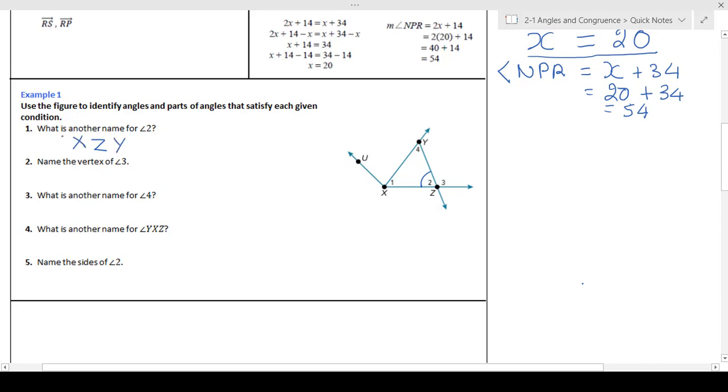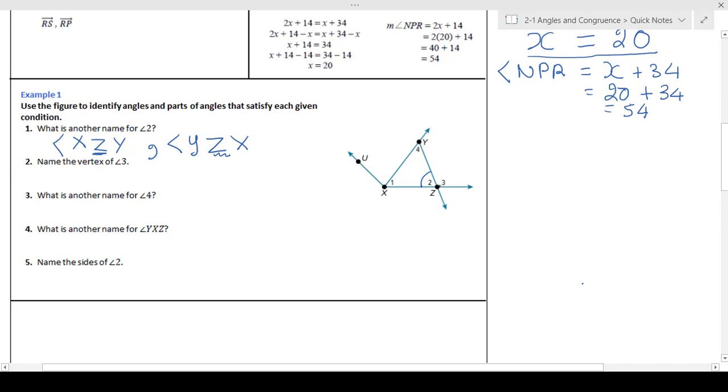I can do the opposite. It can be angle XZY with the vertex in the middle, and it can be also angle YZX with the vertex in the middle still. It can be called in these 2 ways, nothing more. Name the vertex of angle 3.